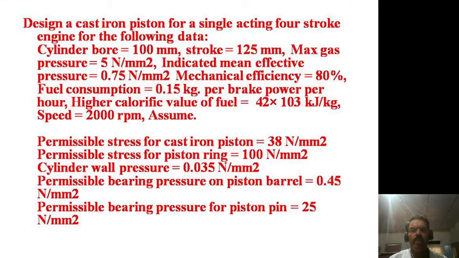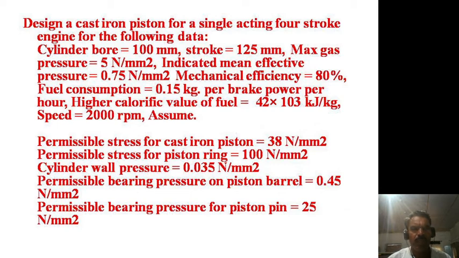So this is the actual problem. Let us understand. First I will read the question. Design a cast iron piston for a single acting 4-stroke engine for the following data. Cylinder bore 100 mm, that is capital D. Stroke length, capital L, is 125 mm. Maximum gas pressure is 5 Newton per mm square. Indicated mean effective pressure 0.75 Newton per mm square. Mechanical efficiency is 80%.